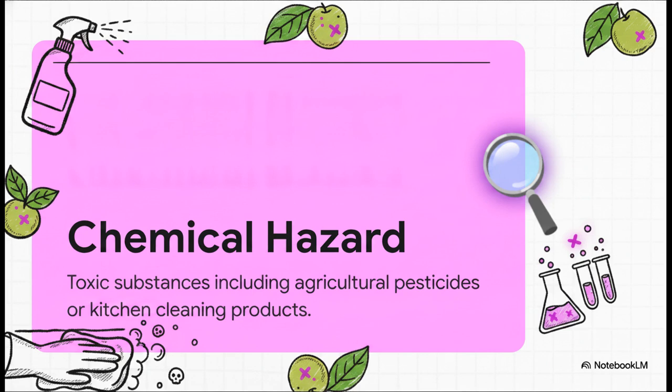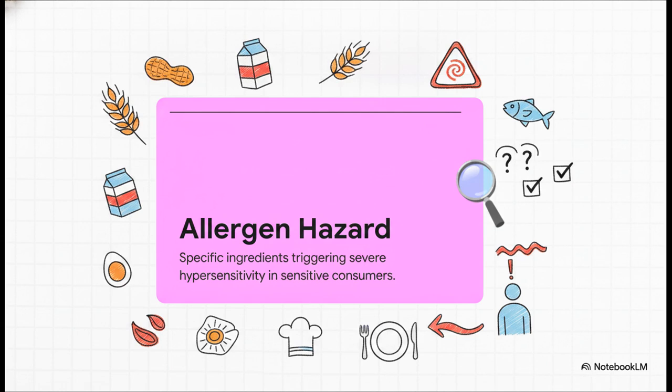The 4th category is allergen hazards. These are specific food ingredients that trigger a severe immune response, or hypersensitivity, in sensitive folks. The absolutely crucial takeaway here is that food premises have a mandatory responsibility to declare these allergens clearly. If an allergen is mishandled or left undeclared, a perfectly safe everyday ingredient suddenly transforms into a severe, life-threatening risk for your consumer.